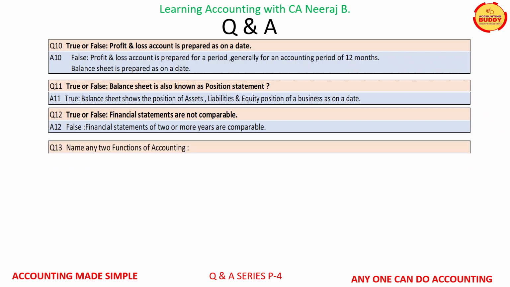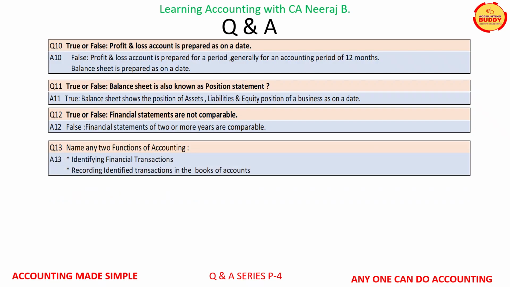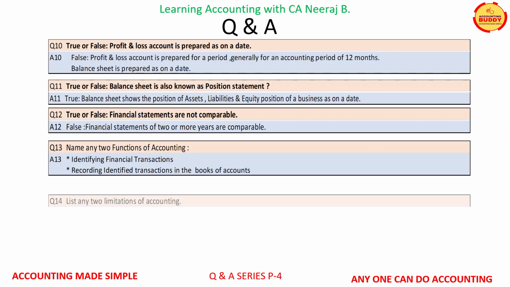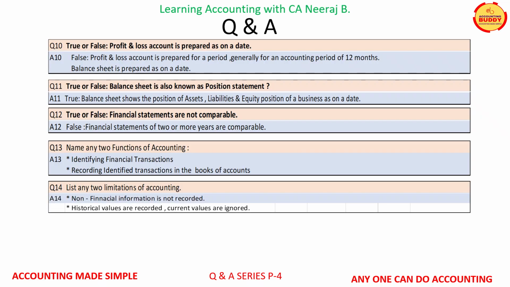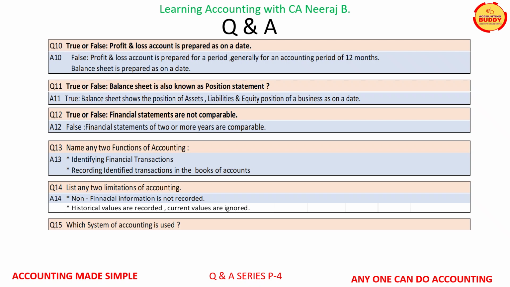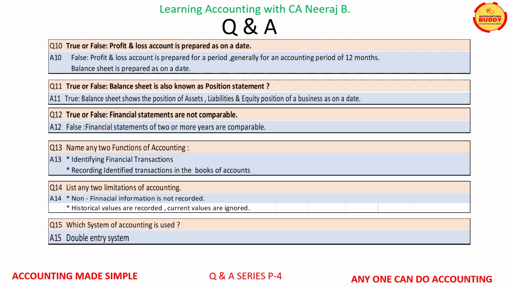Question number 13, name any two functions of accounting. One, identifying financial transactions. Second, recording identified transaction in the books of accounts. Question number 14, list any two limitations of accounting. One, non-financial information is not recorded. Second, historical values are recorded, current values are ignored. Question number 15, which system of accounting is used? We all know double entry system.